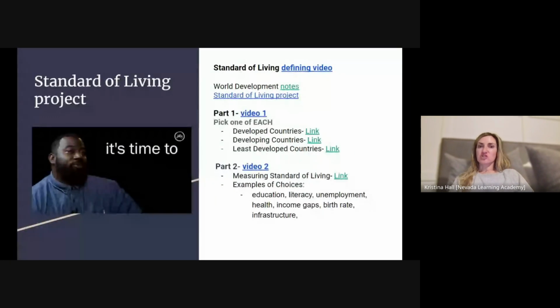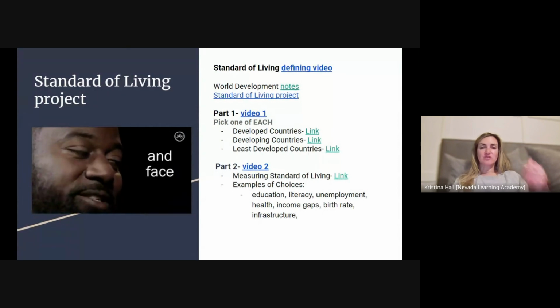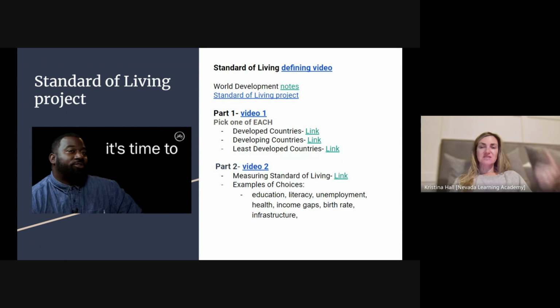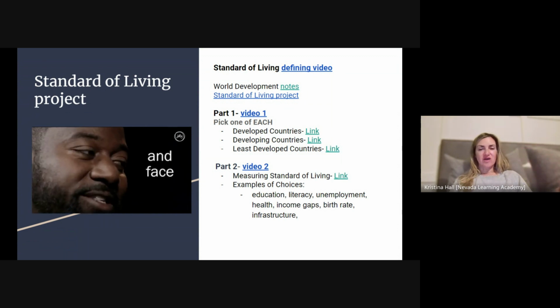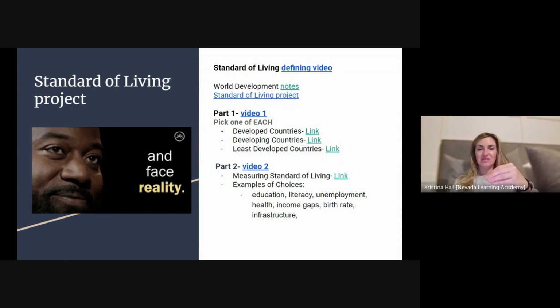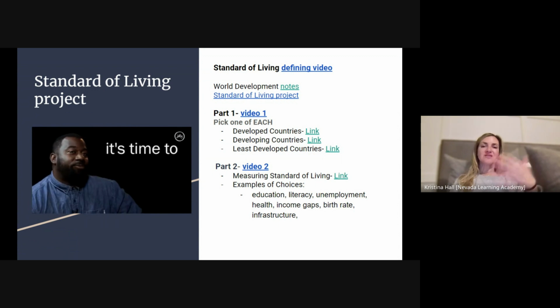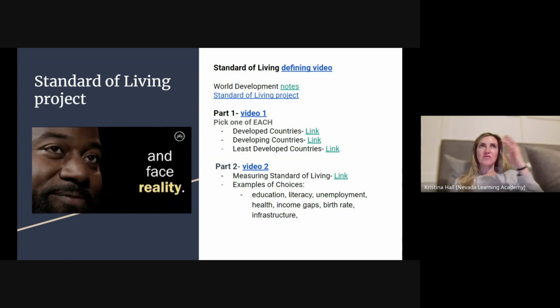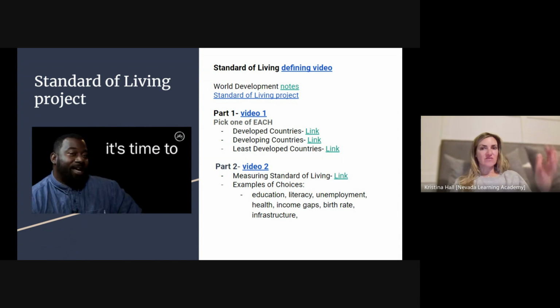Okay, you can see really quick through that video, just a good overview of how standard of living is determined. How is standard of living determined? It's GDP, gross domestic product, literacy rates, and, I'm sorry, life expectancy. So we're going to incorporate these and a few others by looking at examples of different countries to help understand a broader scope of standard of living, okay?